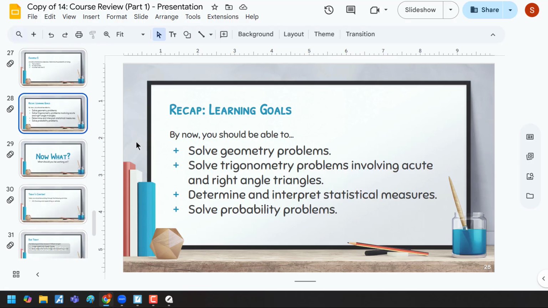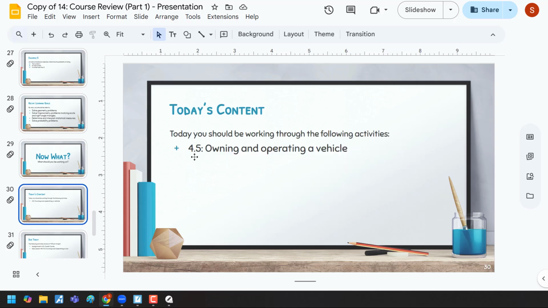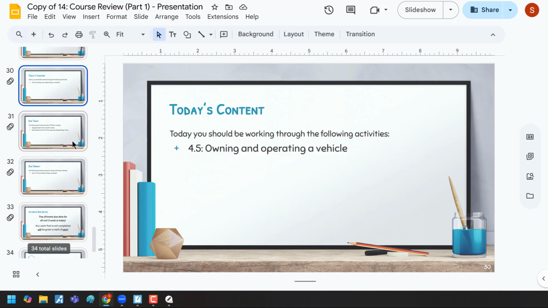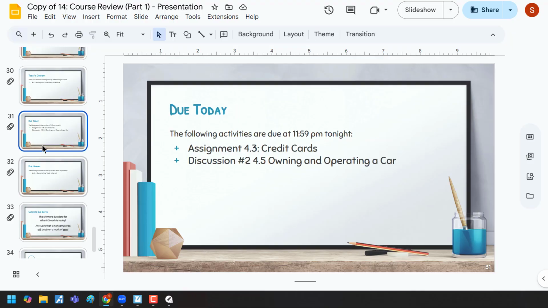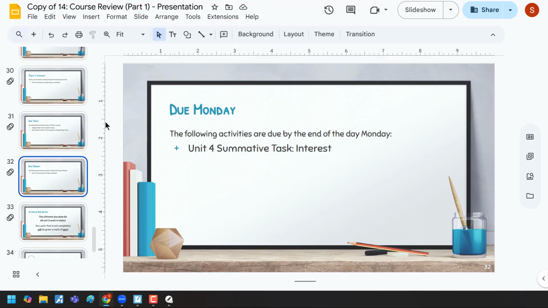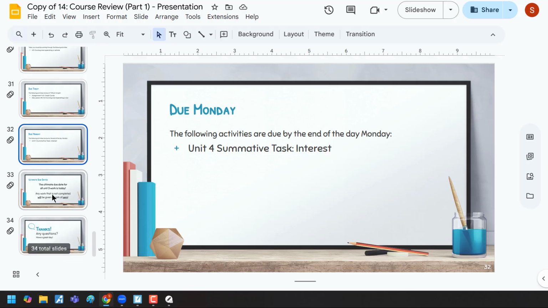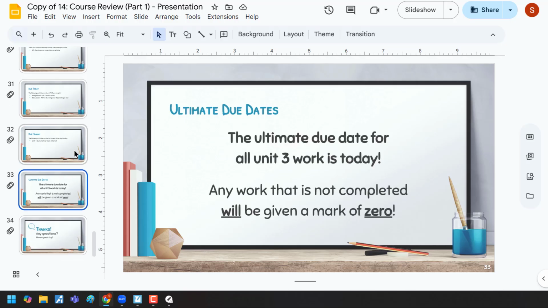Not too bad, hopefully. You're going to recap your learning goals. Make sure you solve all the things that we went over. Now what? You should be finishing up 4.5 if you haven't already done so. Make sure you do your assignments. And then, yeah, that's about it. And then all due date, Unit 3.